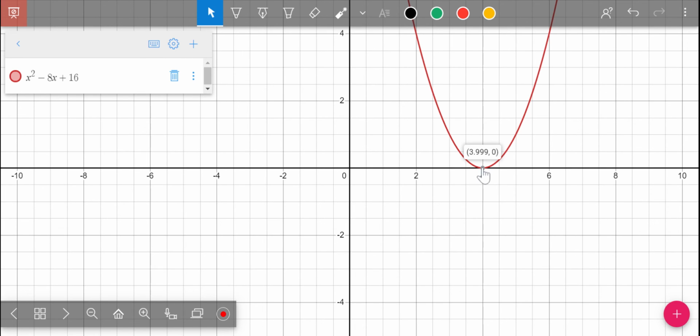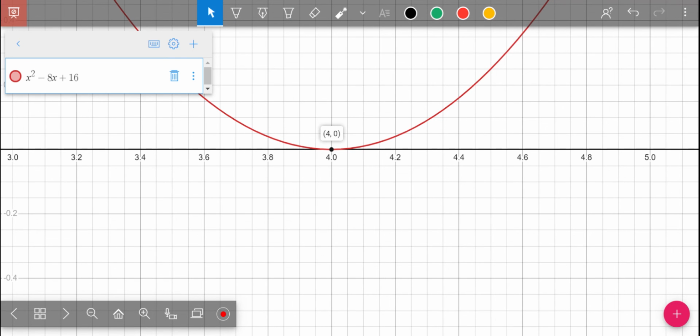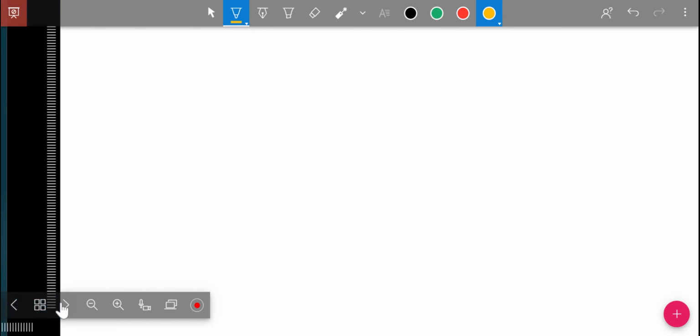Now, I want to click on that point. There it is, it's 4. So my answer is x equals 4. Now it has something called a multiplicity of 2, so it has one answer, but we're not quite to that far yet. Hopefully you understand it. It touches the x-axis one time, so it's got one answer.